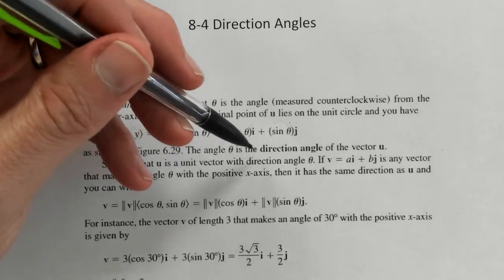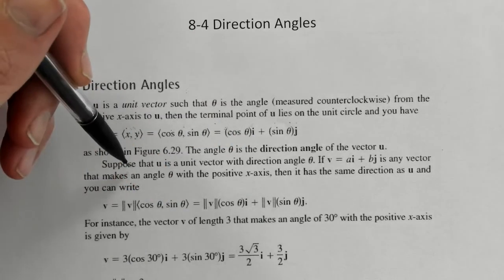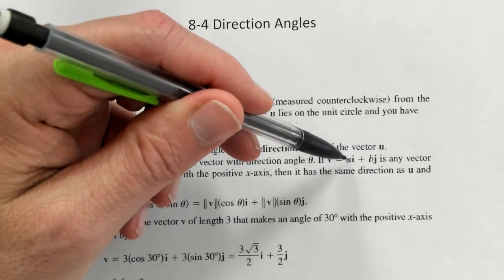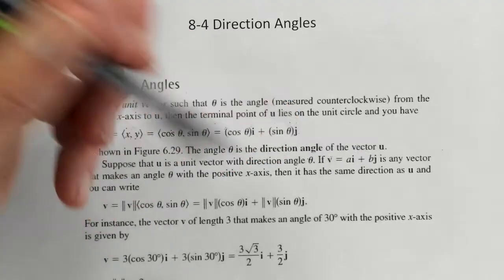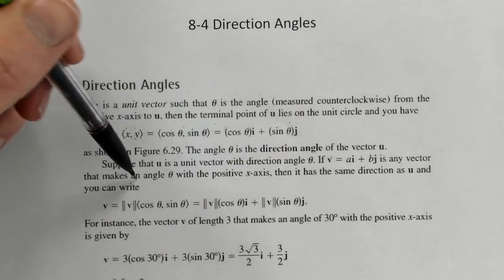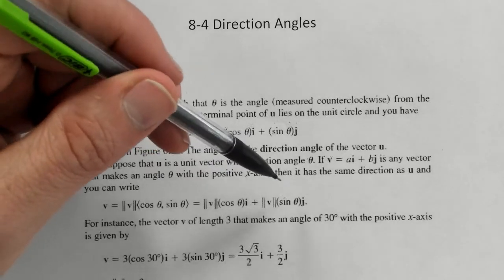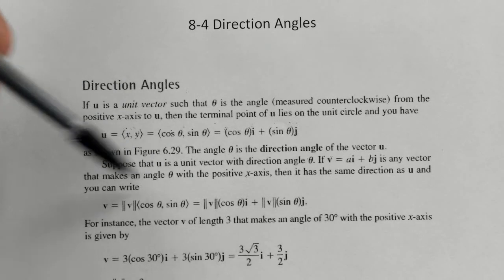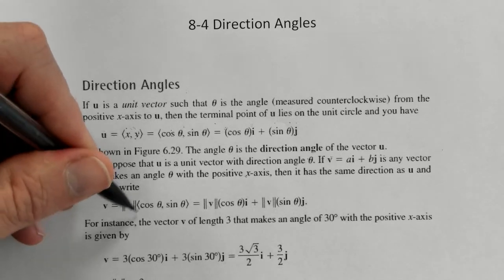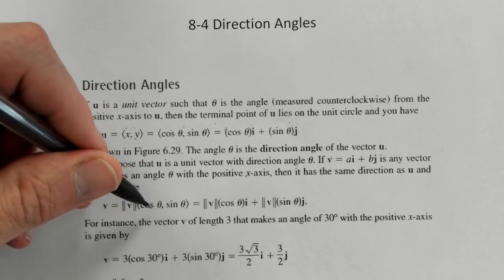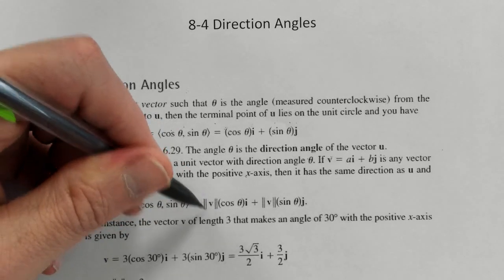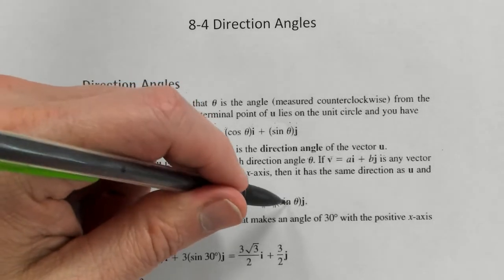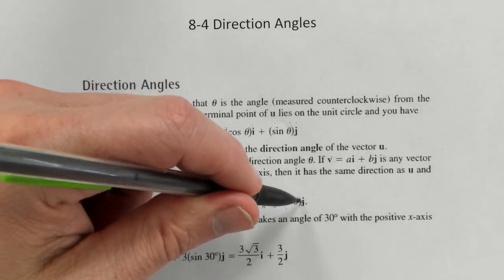Let's say the angle theta is the direction angle for the vector, and suppose that u is the unit vector with the direction angle of theta. So if you've got the vector as ai plus bj, that's any vector that makes an angle theta with the positive axis, then it has the same direction as u, and then you can just write this. If I take that vector and I do the magnitude times the component form of the unit vector, then it becomes that magnitude times the cosine of theta i plus the magnitude times the sine of theta times j.